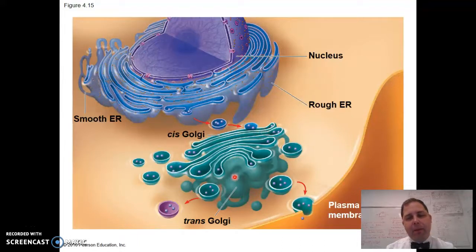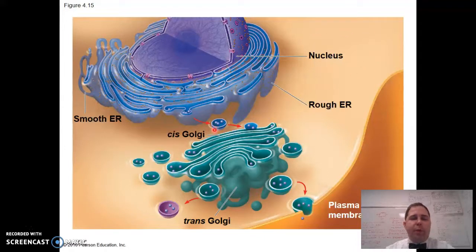And eventually, when it reaches the trans face, it can be pushed out in a vesicle to destroy the protein if the cell didn't make it right, and then it would associate with the lysosome to digest it. And as I mentioned, it can go from a vesicle to the plasma membrane, and everything inside of this vesicle can be released to the outside world. Or this vesicle could end up going to, which is not pictured, a vacuole, which would just store those proteins for a later time. All right.